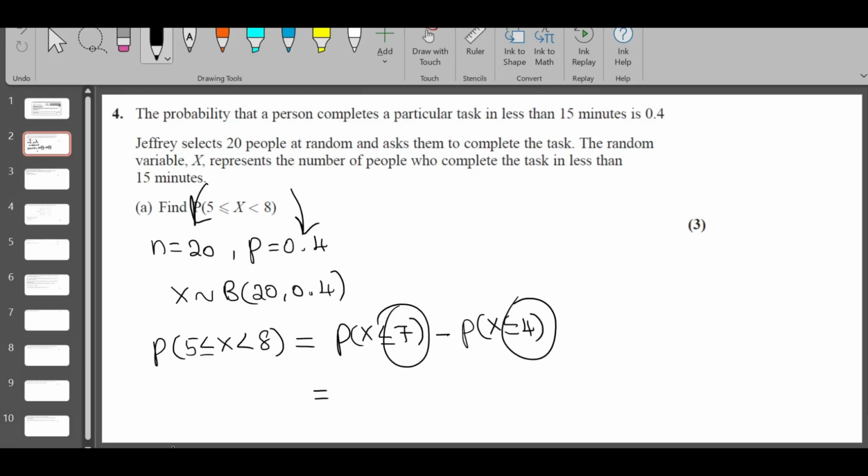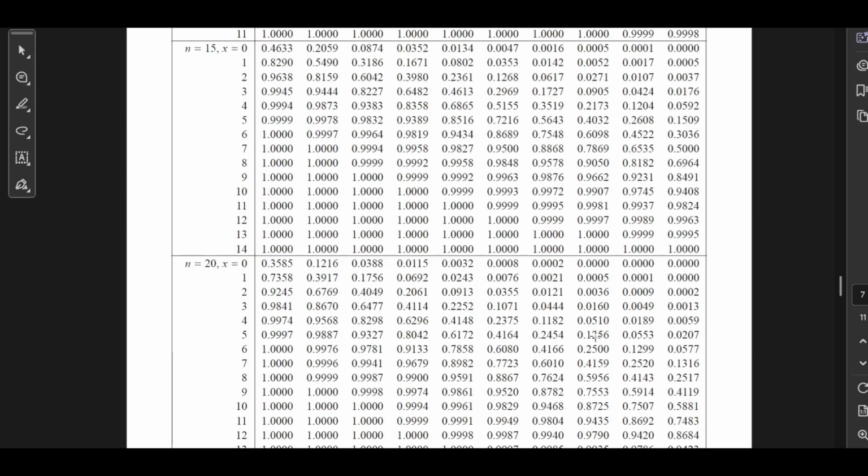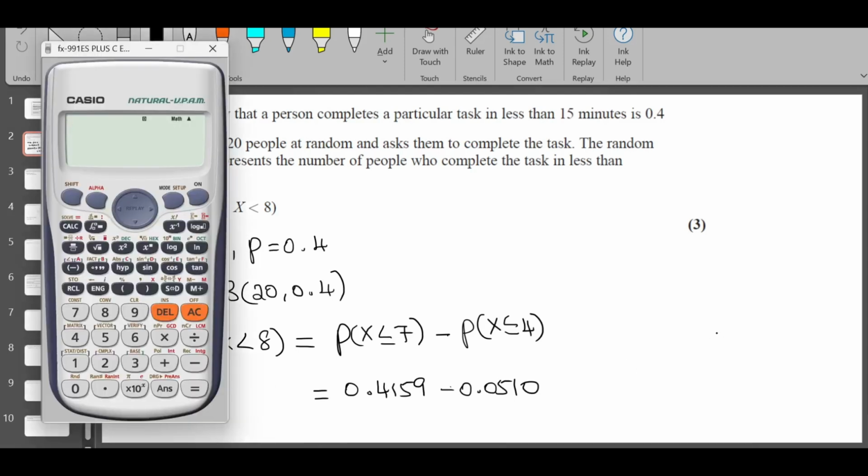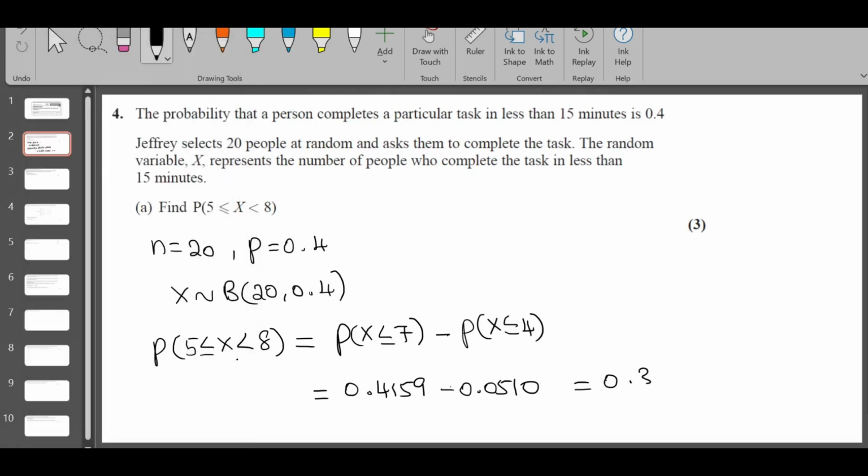0.0510, and then for 7, 0.4159. So let's calculate this. 0.4159 minus 0.0510. This is the answer, 0.3649. You don't have to round it to 3 significant figures. Leave it as it is.